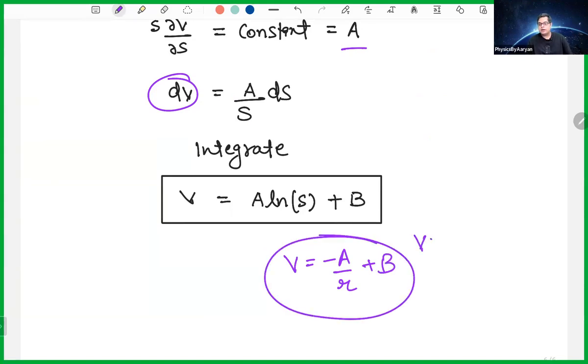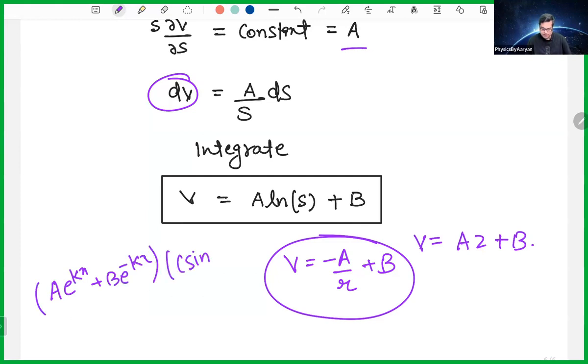If someone asks what is it in Cartesian coordinates in one dimension, then you say A Z plus B. And in Cartesian coordinates in 2 dimensions, then you say A e to the power kx plus B e to the power minus kx, multiplied by C sine ky plus D cos ky. That's all, nothing else. Okay. So that is going to be your 4 cases which we discussed.